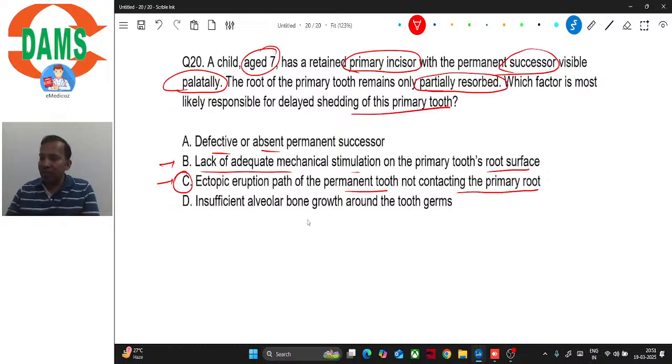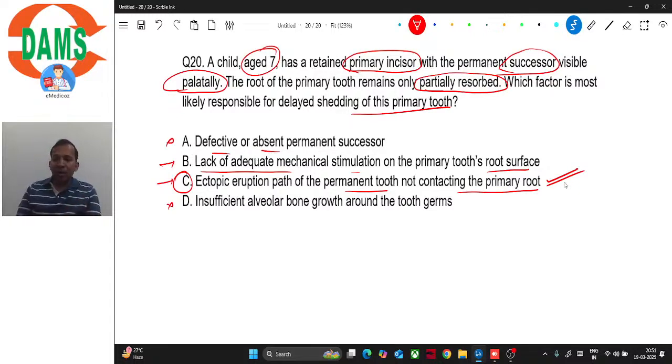Option D is insufficient alveolar bone growth around the tooth in the jaw. So again, option D does not make any sense. So options D and A can be ruled out. Amongst options B and C, option B is more of a general statement, whereas option C is more specific, isn't it? So option C is the correct answer.